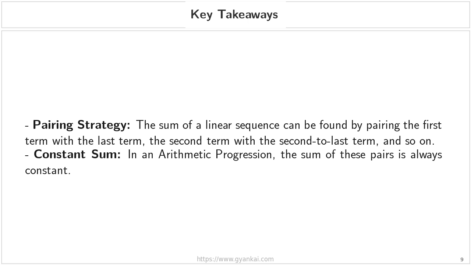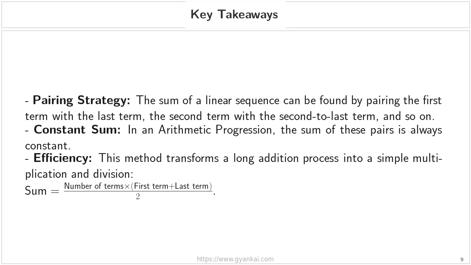Second, we have the concept of the constant sum. This is a crucial observation from our calculation. In an arithmetic progression, which is just a fancy way of saying a sequence that increases by a steady amount, the sum of these pairs will always be the same value. Whether it is 1 plus 100 or 2 plus 99, the result remains constant.